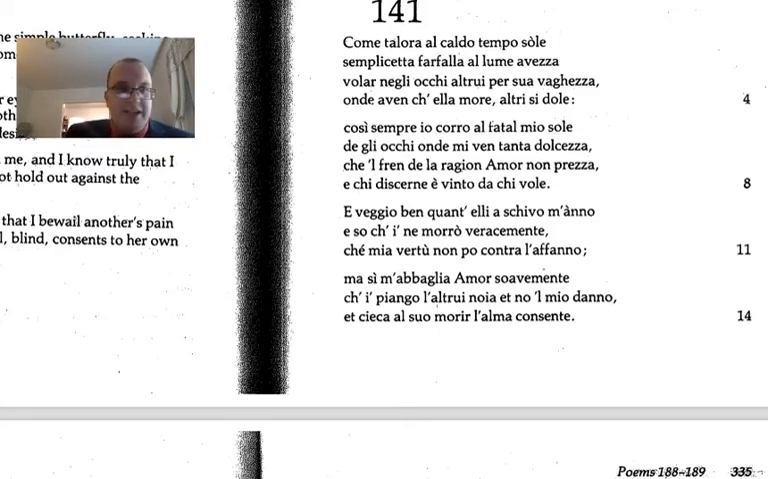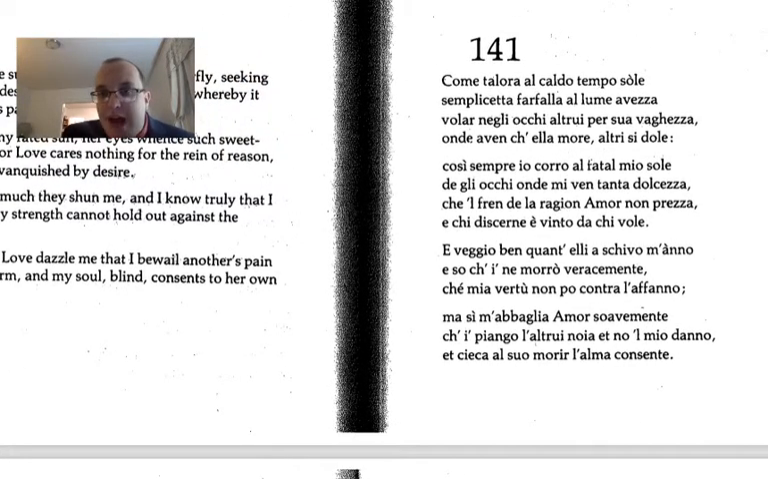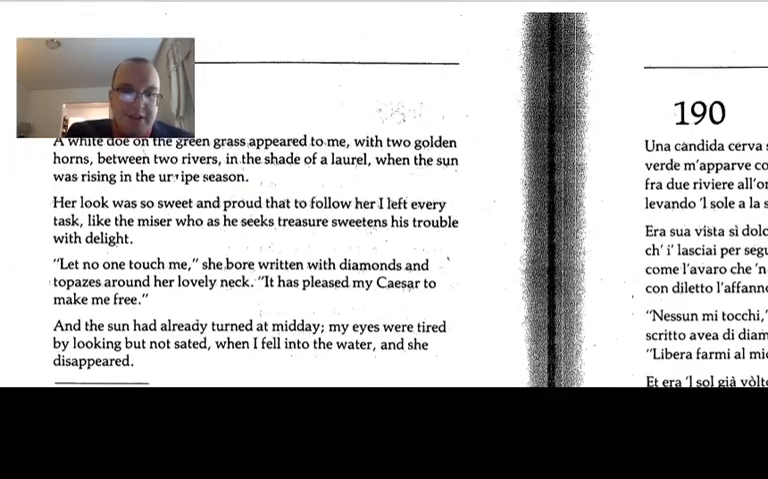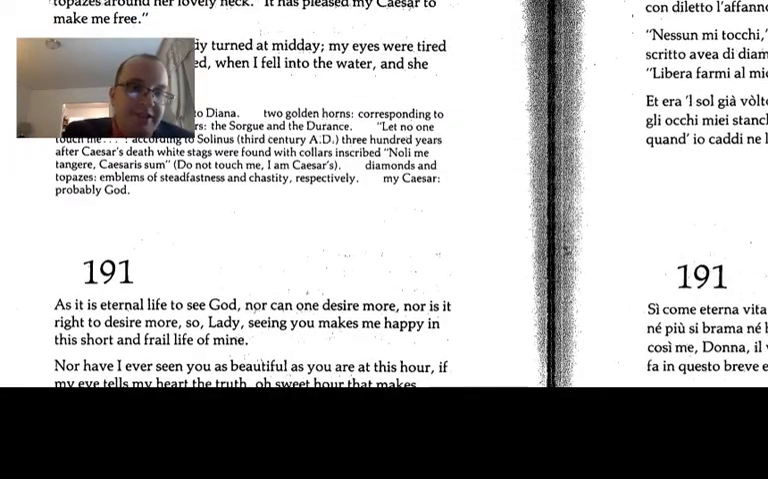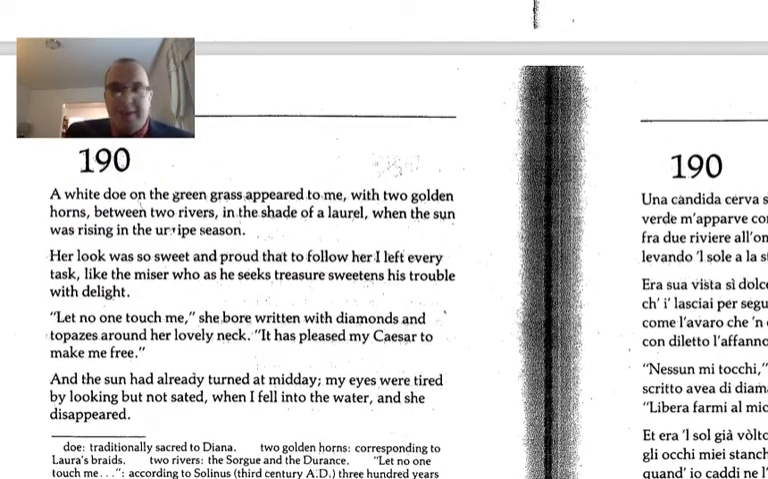Now, even though we can't read Italian, you guys can kind of see how the rhyme works. A sounds, B sounds, A sounds, B sounds, C sounds, and then D sounds. The other one I want to talk about, the reason why I want to talk about this one is because we're going to talk about Sir Thomas Wyatt's translation of it in a second. But this is Sonnet 190 of his collection.